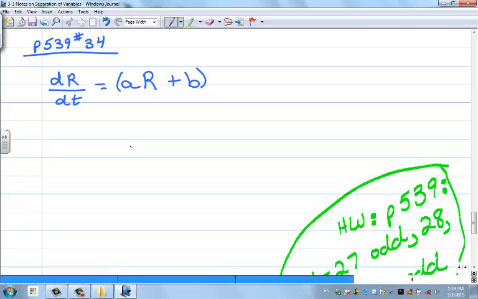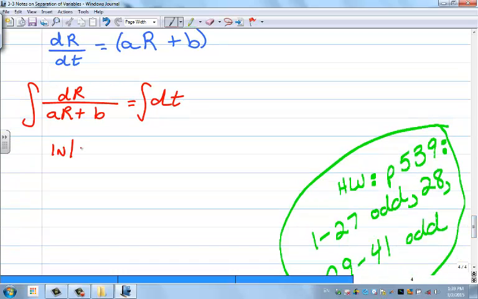Okay? So, to do this problem, the first thing we want to do is get all of our r's on one side, all of our t's on the other. So I'm just going to divide both sides by ar plus b, multiply both sides by dt, and I end up with dr over ar plus b is equal to dt. And then when I do that, I'm going to integrate both sides. Now, when I integrate the right side, it's piece of cake. When I integrate the left side, I get the natural log of the absolute value of ar plus b is equal to t plus c.